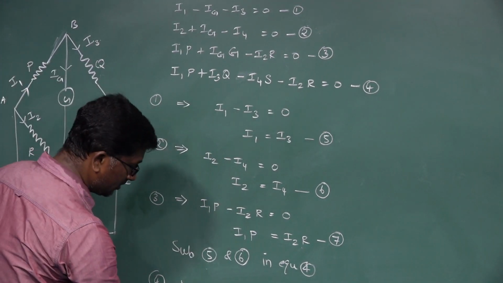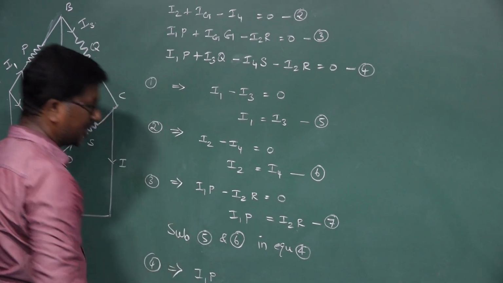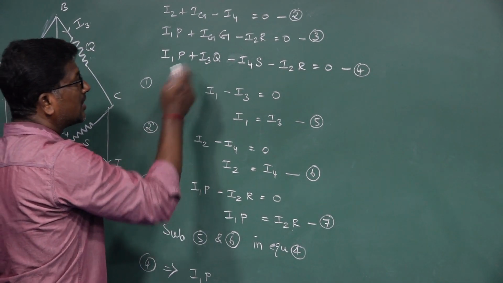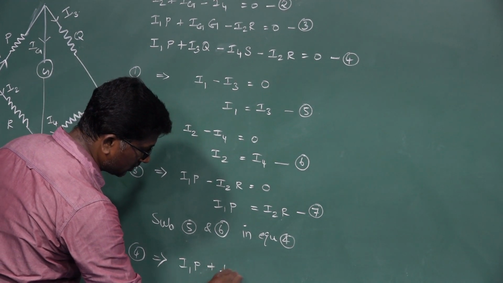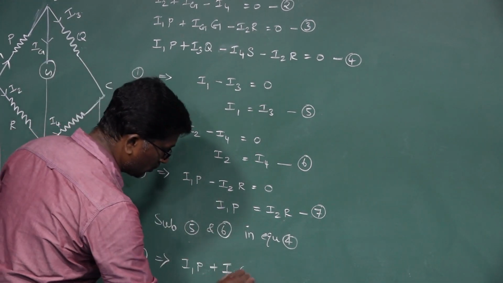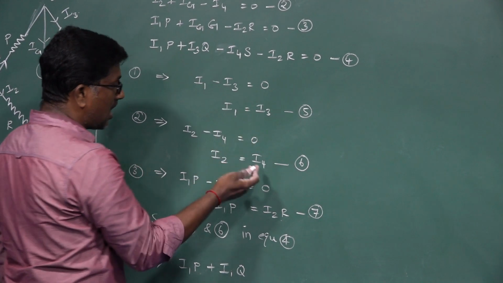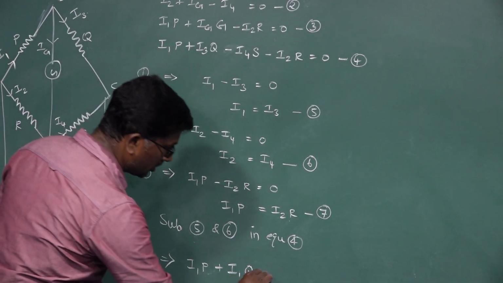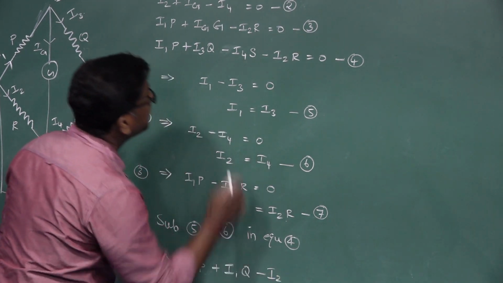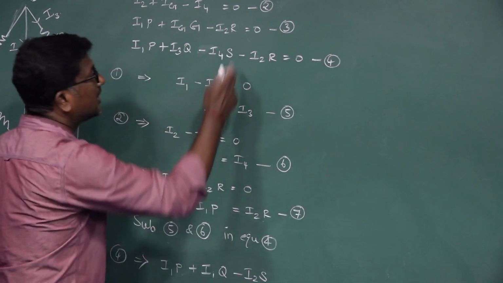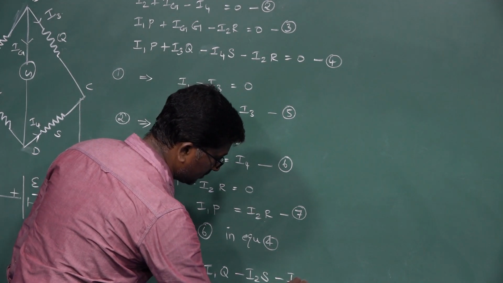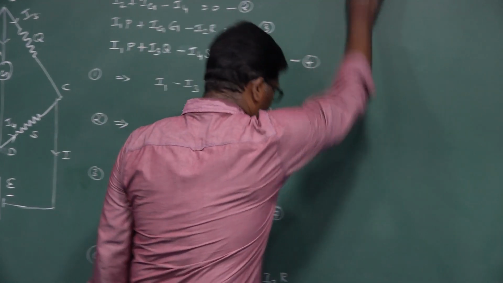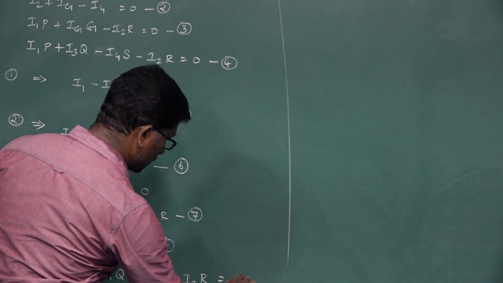I1P, and I3 is equal to I1, so instead of I3 we can write I1. So I1 into Q. Next, I4 equal to I2, so instead of I4 here I2, minus I2 into S. Then minus I2R, which is equal to 0.